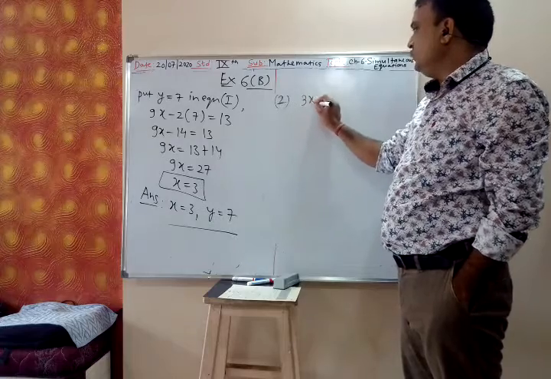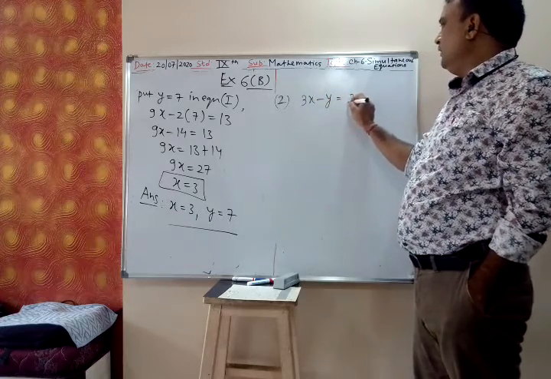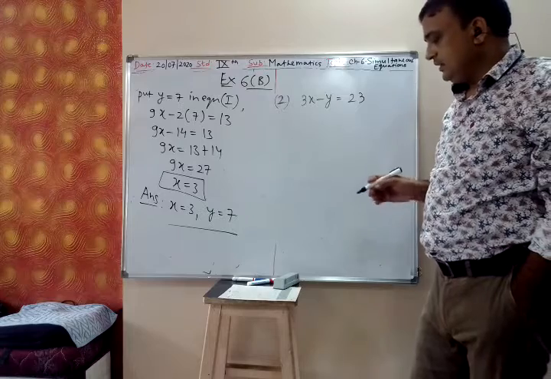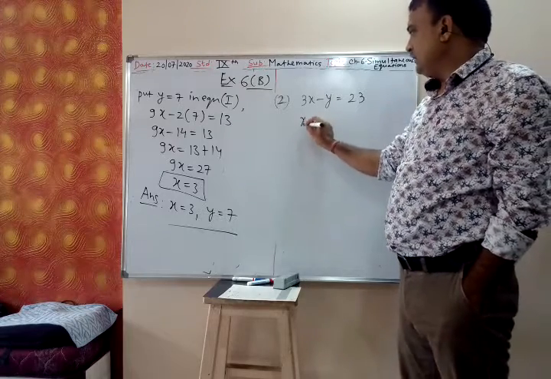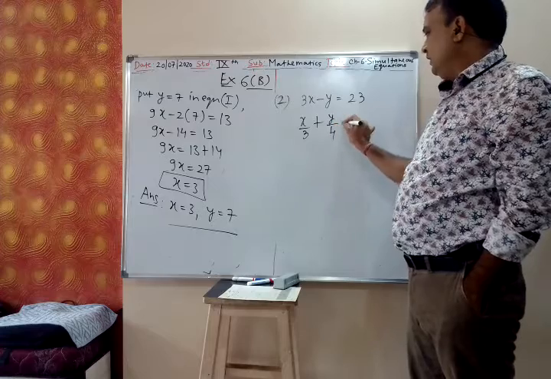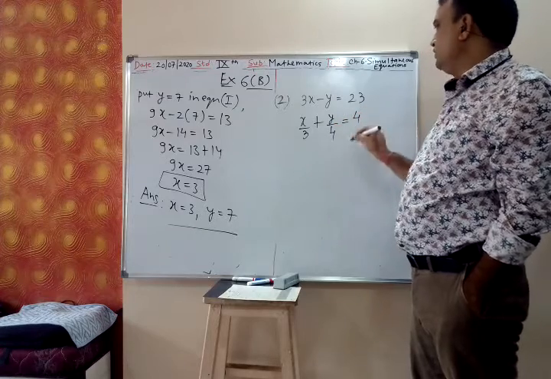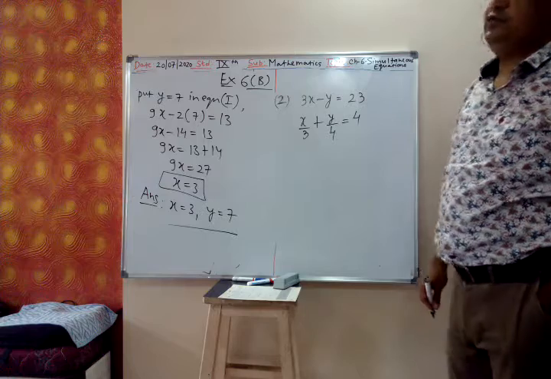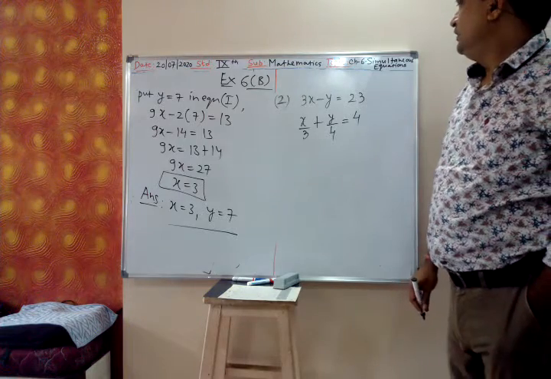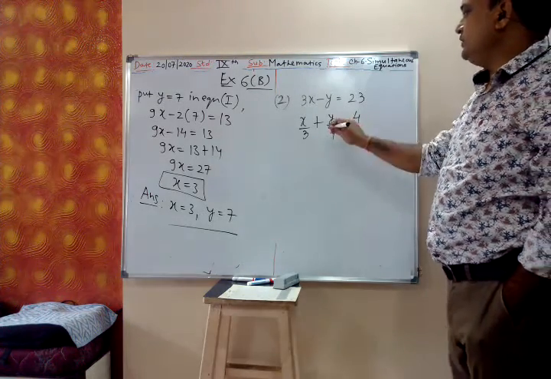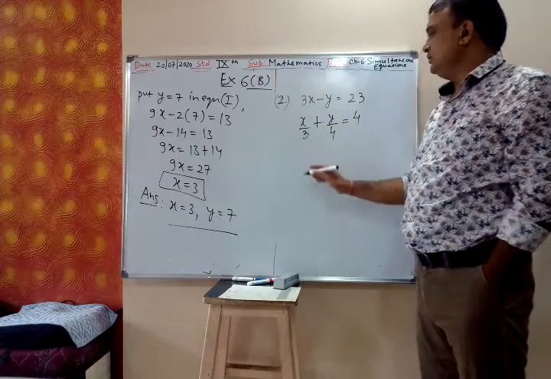3x minus y is 23 and x upon 3 plus y upon 4 is equal to 4. Solve this. So our first job is to get the equations. Equation 1 is directly given. Equation 2 we have to simplify and get.